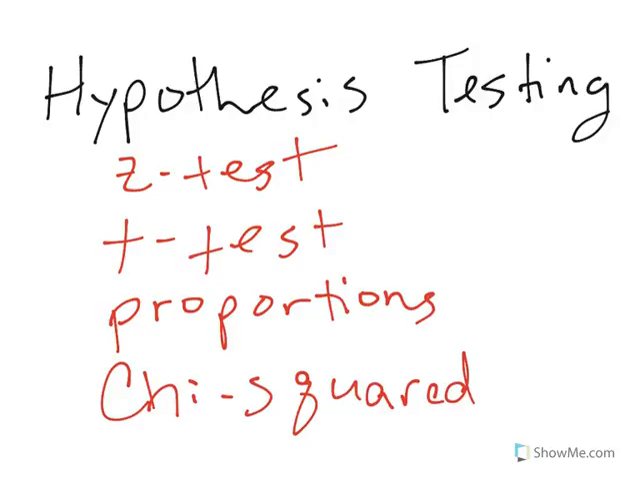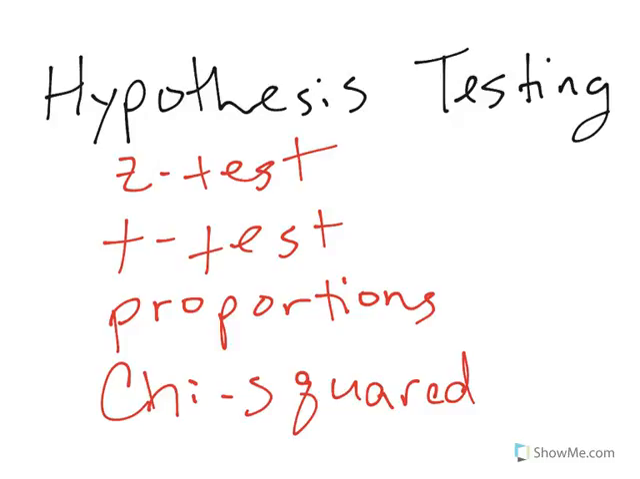Talk about hypothesis testing. Now, there are a lot of different tests we can do with hypothesis testing. We can do z-tests, t-tests. We can do hypothesis testing dealing with proportions. We can also do chi-squared testing. There might be more, but that's what I got off the top of my head. So you have to be able to distinguish between the differences. What are they talking about, and how does that fit within one of these four?